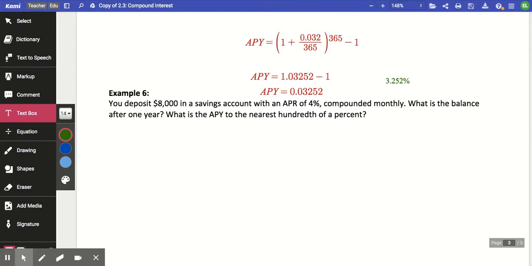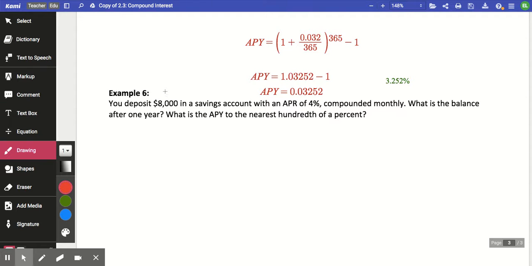And for example 6, we take the context that you deposit $8,000 in a savings account with an APR of 4% compounded monthly. What is the balance after 1 year? And what is the APY to the nearest hundredth of a percent? So as always, we are going to identify our P, which is our principal, our APR, which is 4%. Our compound frequency is monthly, so in this case, N equals 12, and T is simply 1.